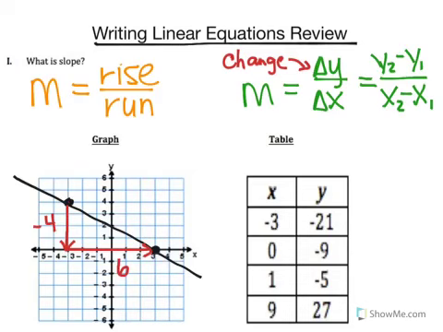So when I look at this, my rise is negative 4. And my run is 6. And we all know that we need to simplify that. So my slope is actually equal to negative 2 over 3.